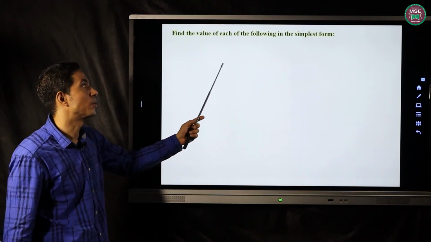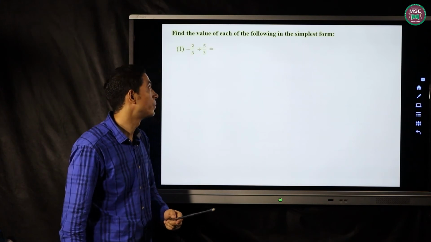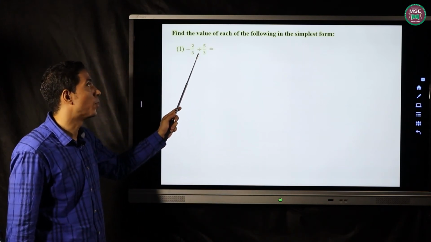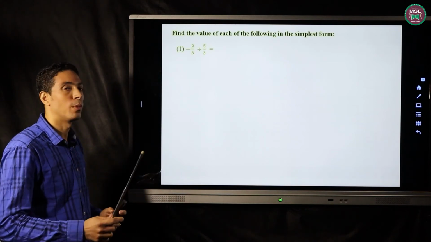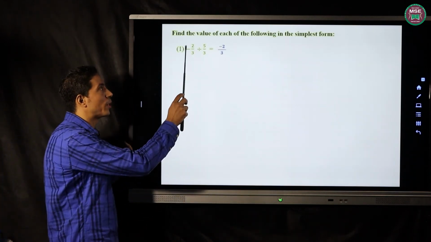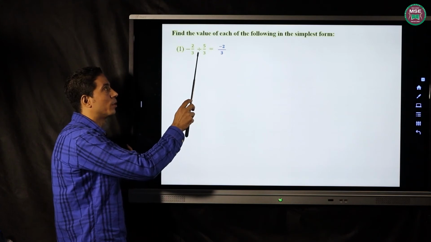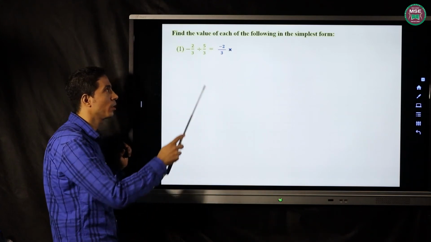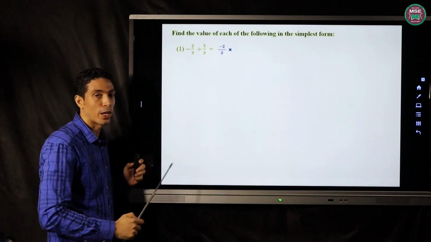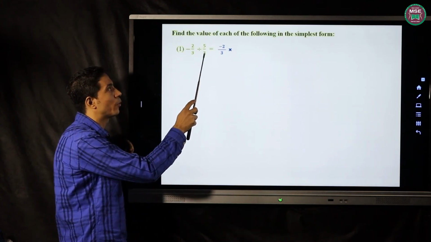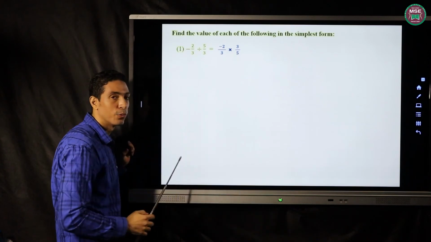Find the value of each of the following in simplest form. Negative 2 over 3 divided by 5 over 3. Division is the same as multiplication, but we write the first fraction, convert division to multiplication, and find the multiplicative inverse of the second fraction. The multiplicative inverse of 5 over 3 will equal 3 over 5.